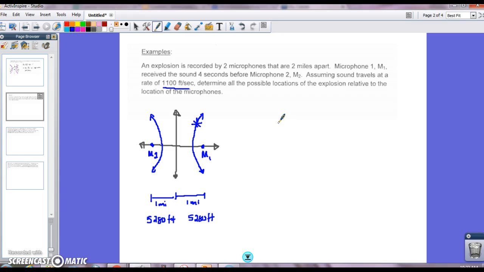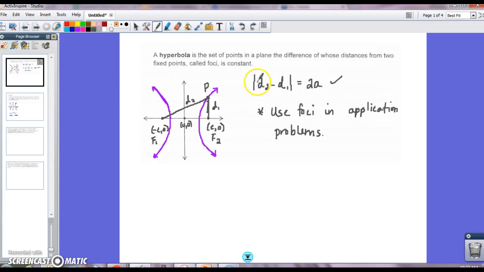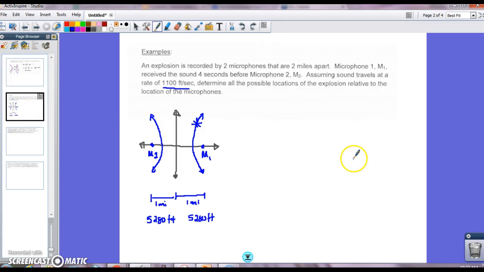Okay, now we need to figure out the value of 2a because that's going to help us figure out these distances. So we need to figure out the value of 2a. That's kind of where we're going to start here.